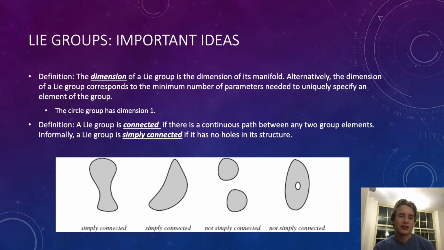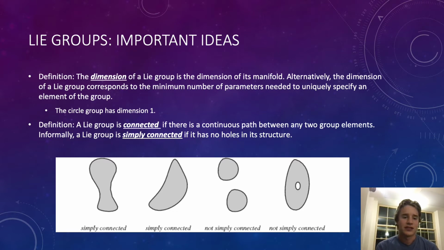Some important ideas about Lie groups. First one is the dimension of a Lie group, which is just the dimension of its manifold. Or we can also see the dimension of a Lie group as corresponding to the minimum number of parameters needed to uniquely specify an element of the group. So for example, the circle group has dimension 1 because we can specify any point on the circle by an angle, whereas R3 has dimension 3, as we all know.